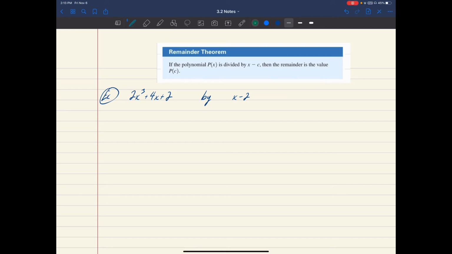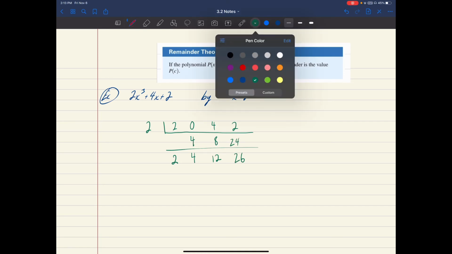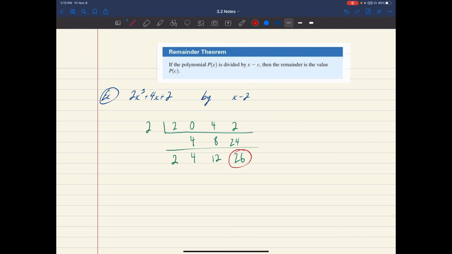So let's do this one. This would be, we're dividing by 2, and it's 2, 0x squared, 4x's, and then a constant. So drop your 2, multiply 2 times 2 is 4, combine, and do that process again. 2 times 4 is 8, this is 12, this is 24, and this is 26. So the value here, 26, that's the same thing as if we were to go P of 2 and plug that into our polynomial. So we can check.